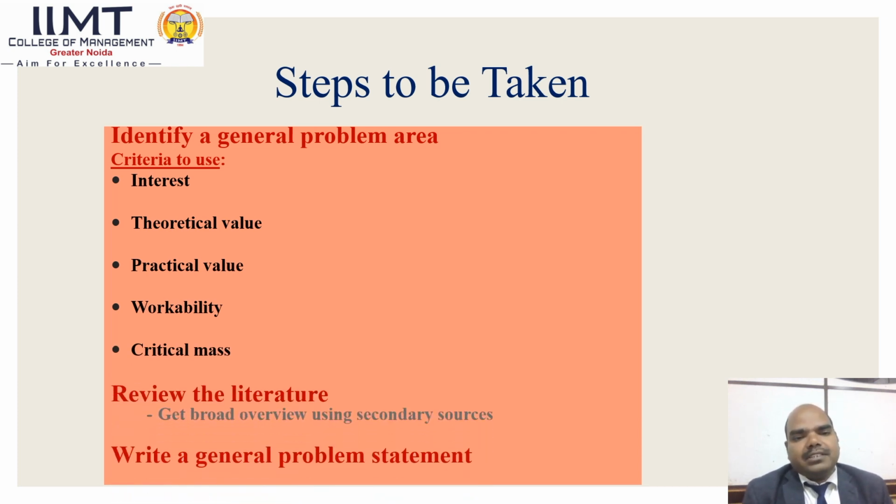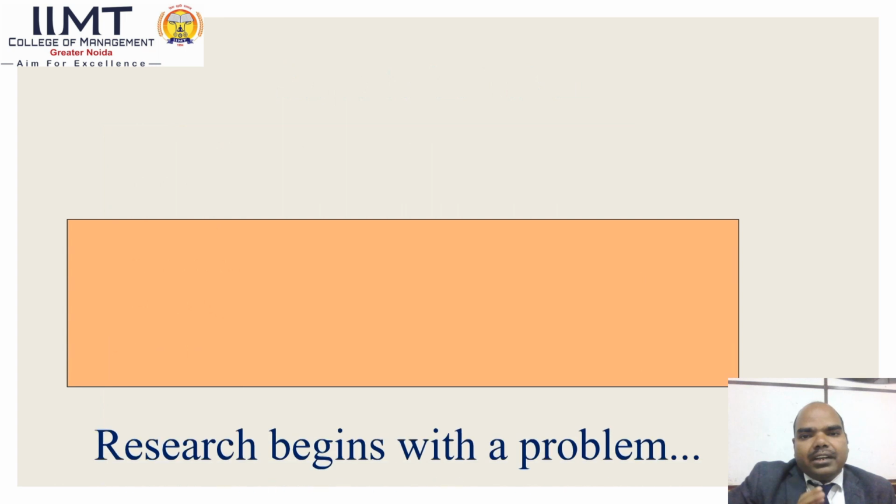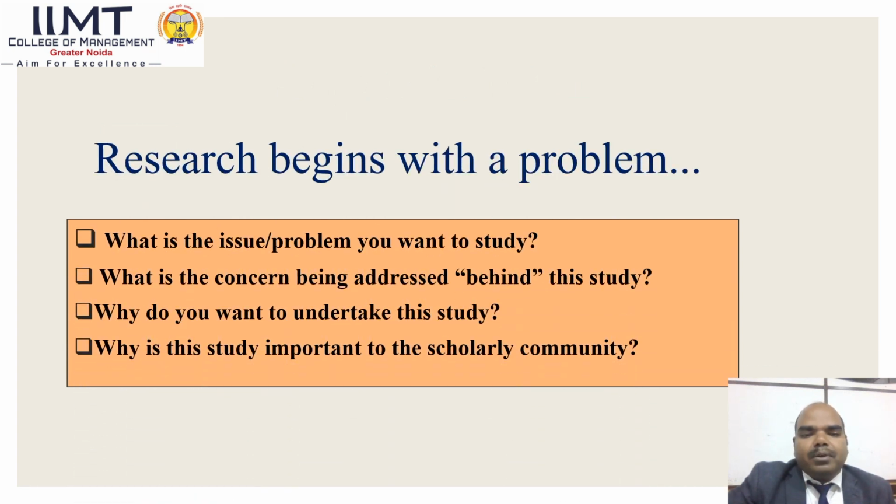Here are the steps to be taken by the researcher. Identify a general problem area. Criteria to use: first is interest, theoretical value, practical value, workability, critical mass, review of literature, then write a general problem statement. Research begins with a problem. What is the issue or problem you want to study? What is the concern being addressed behind the study? Why do you want to undertake this study? Is the study important to the scholarly community? Is this research important or not?